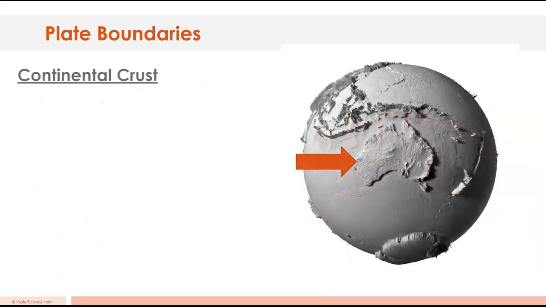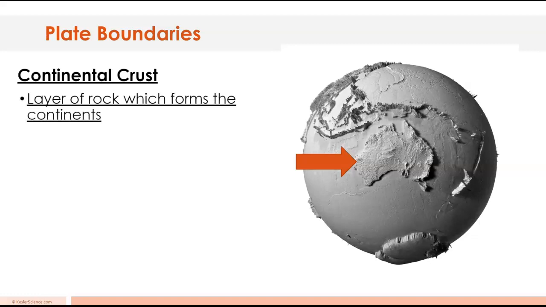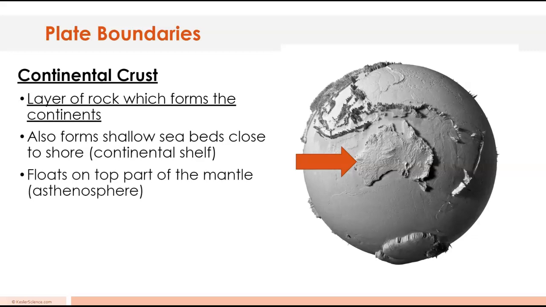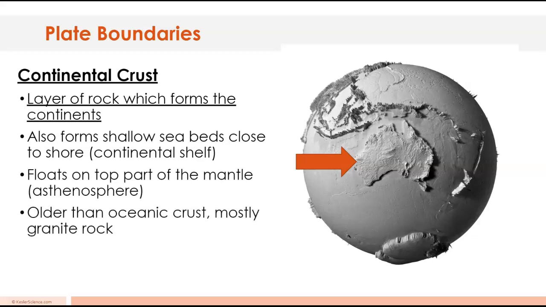Okay, so now let's look at that top layer, the continental crust. It's the layer of rock that forms the continents. It also forms the shallow seabeds close to the shore, where that arrow is, and it floats on top of the mantle. It's older than oceanic crust, and it's mostly made of granite. So go ahead and pause and write that down.